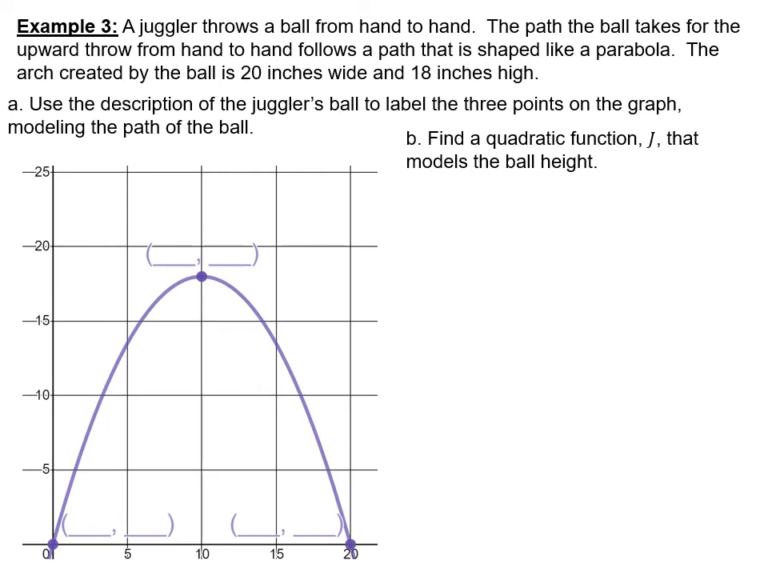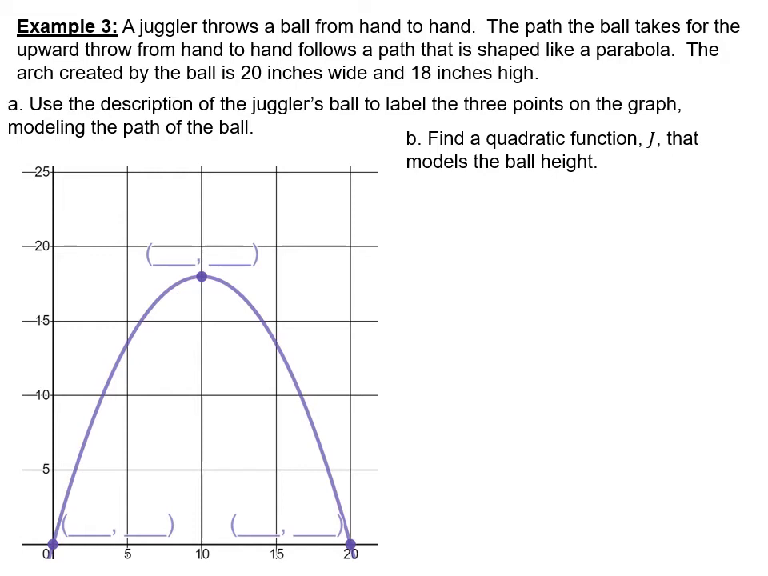Now, example 3, a juggler throws a ball from hand to hand. The path the ball takes for the upward throw from hand to hand follows a path that is shaped like a parabola. The arc created by the ball is 20 inches wide and 18 inches high.